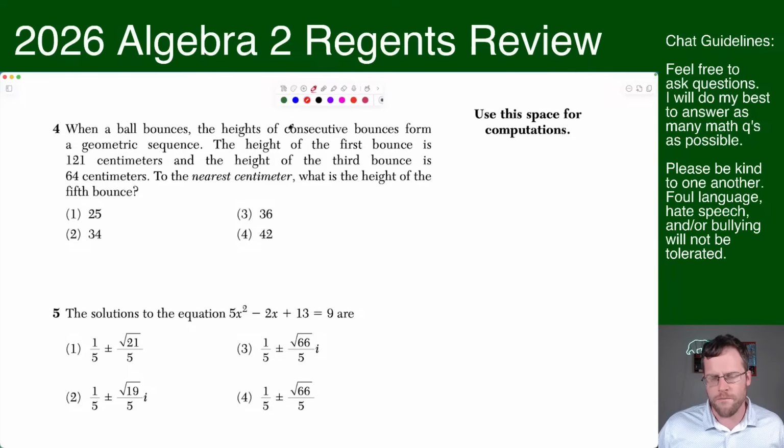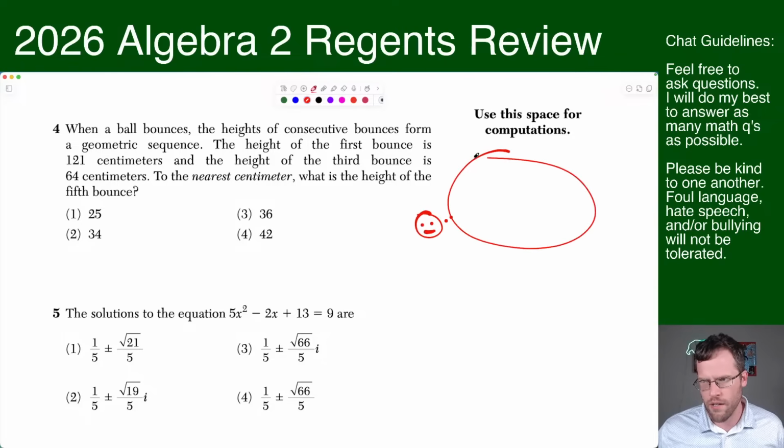Okay, so for this one, I'll start with an easy one. Let's say I had something like 1, 2, 4, 8, 16.